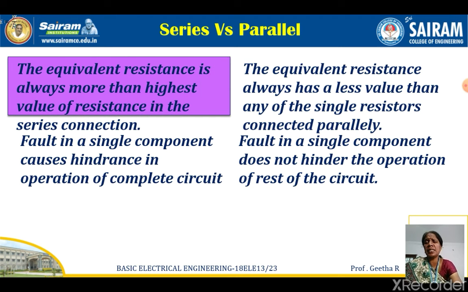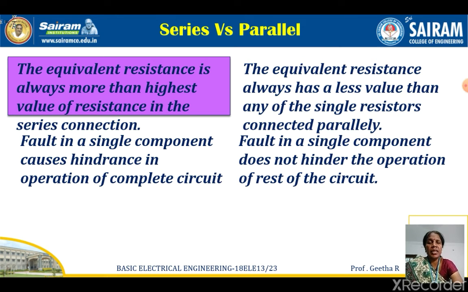The equivalent resistance is always more than the highest value of resistance in a series connection. When resistors are connected in series, the equivalent resistance is the sum of all resistances. Definitely that will be more than the available values. Suppose there are two resistors of 5 and 5 ohms; when connected in series, the resultant equivalent resistance will be 10 ohms.